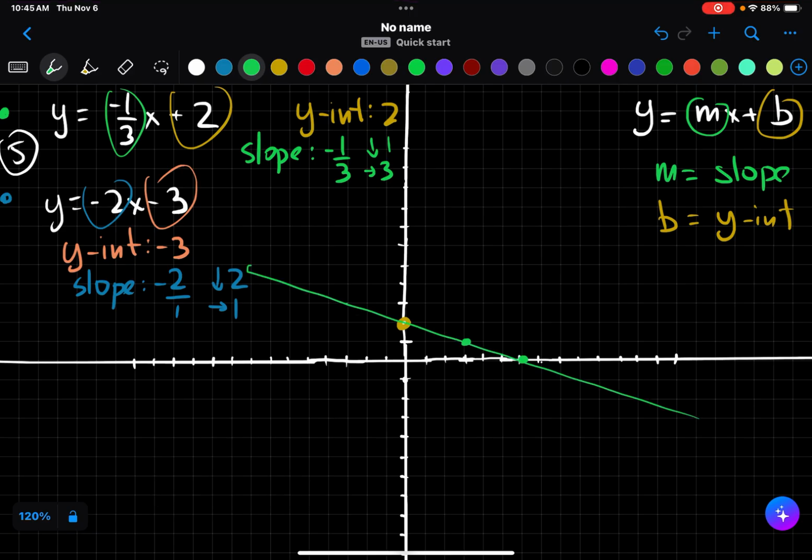This looks decent. And then for the other one, the blue one, the y-intercept is at negative 3, and the slope tells us to go down 2 to the right 1. Down 2 to the right 1. So let's go ahead and graph this one.